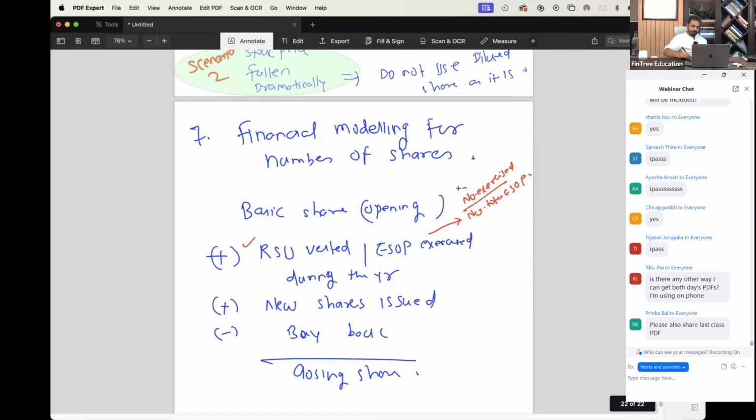So on the exam, if they decide to write a case study here, they'll give you this ratio. They will say that on average, 20% of the outstanding ESOPs are exercised every year, and they will give you the number of ESOPs. You take 20% of that, and that's how you build your financial model. All right. If you've understood this, I'm glad.